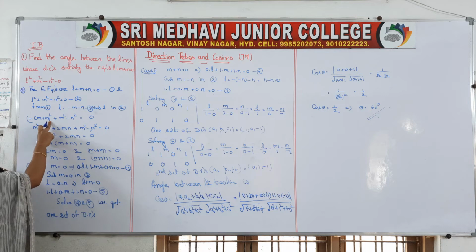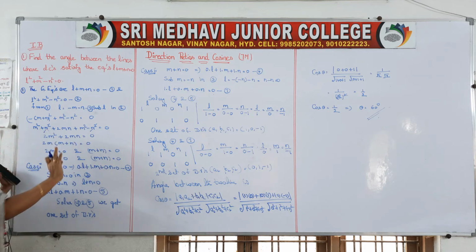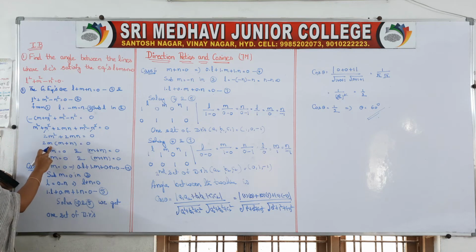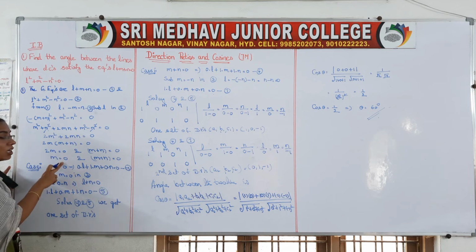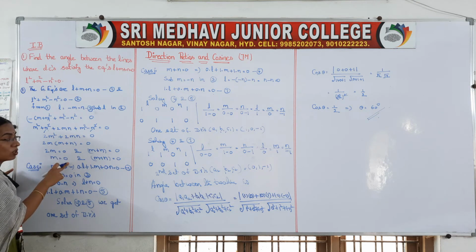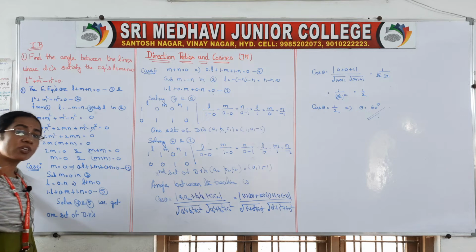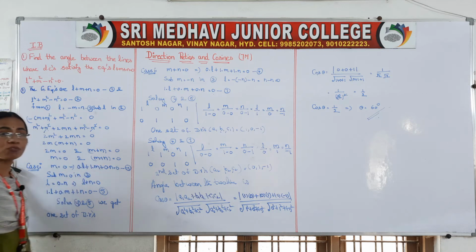A plus B whole square, right? A square plus B square plus 2AB form. Here minus N square plus N square cancels. So 2M square plus 2MN is equal to 0. 2M can be taken outside, M plus N. So we will get two equations. 2M is equal to 0 and M plus N is equal to 0. With 2M is equal to 0, sending it to that side, it is M is equal to 0, and M plus N is equal to 0. Okay, so we got two cases. One case is M is equal to 0 and another case is M plus N is equal to 0. With the first case we will get the first set of direction ratios, and with the second case we will get another set of direction ratios.